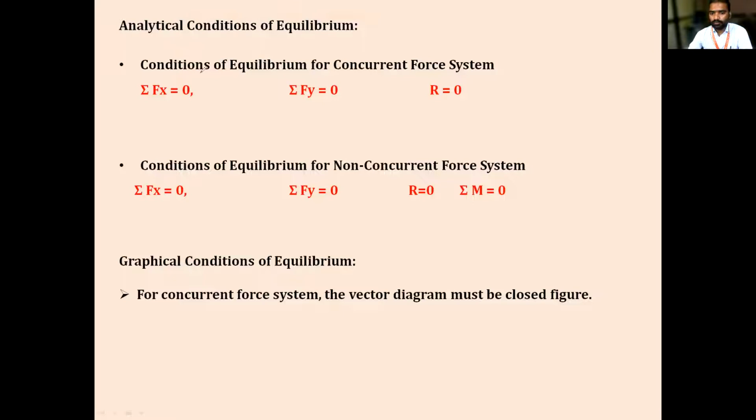See, concurrent force system means what? Consider this is one point. There is one force, another force, and I will take this as the third force. This is F1 force, this is F2 force, and this is F3 force. So how I will write it: the vector diagram must be a closed figure. F1 is parallel to F1. This is F2, F2 is like this. F3 is in this direction.